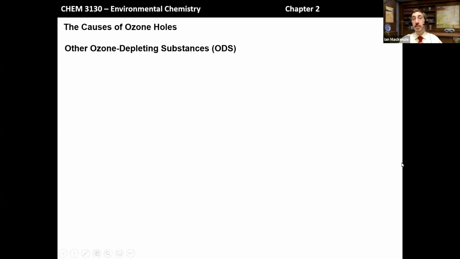Now, in addition to CFCs, there's a number of other ozone depleting substances that were being produced during this same time period and thus subsequently emitted on a large scale. And the first of those is a class known as hydrochlorofluorocarbons, or HCFCs. These have a general structure such as shown here. It's essentially very similar to CFCs, it's just that the molecule contains a carbon-hydrogen bond.